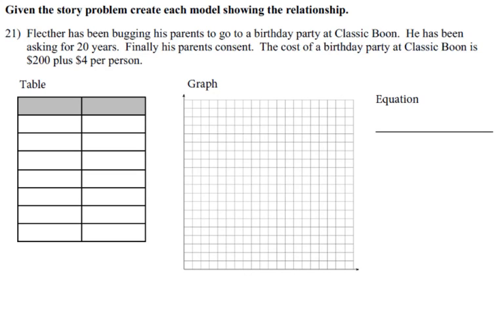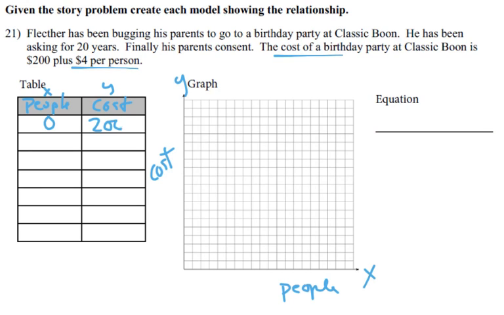So what's the connection? Well, hopefully the cost and per person, because that's going to affect the cost. So how many people are coming and the cost. You could even call that X and Y. So I'd label that people or X and cost or Y. Well, if nobody comes to his party, it's still going to cost $200. So if one person comes, we're adding $4 to that, right? So it'd be 204. 2 people, 208. 3 people, 212. 4 people, 216. And you see kind of the pattern that's going on here, right?